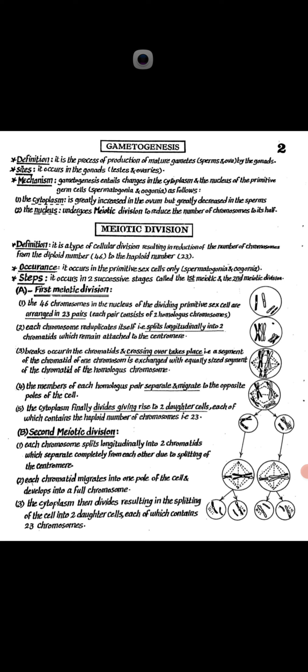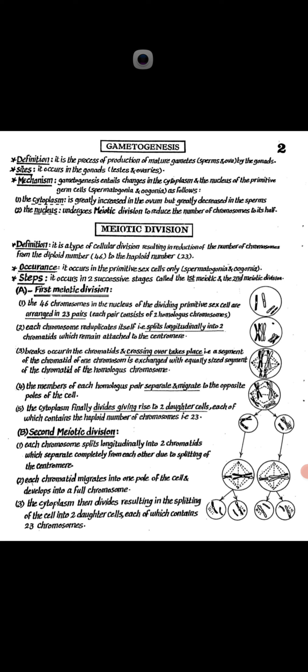Now come to the second meiotic division. Each chromosome splits longitudinally into two chromatids which separate completely from each other due to splitting of the centromere. In second meiotic division centromere splitting occurs, but not in the first meiotic division. And second, each chromatid migrates to one pole of the cell and develops into a chromosome.